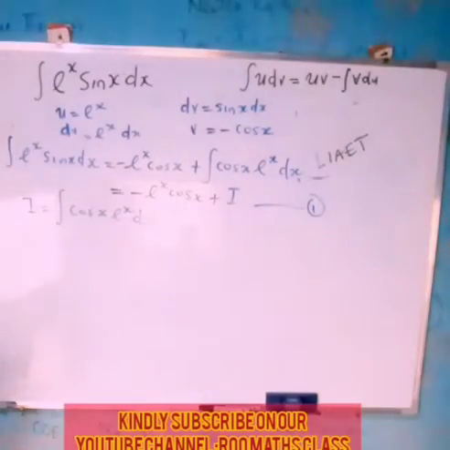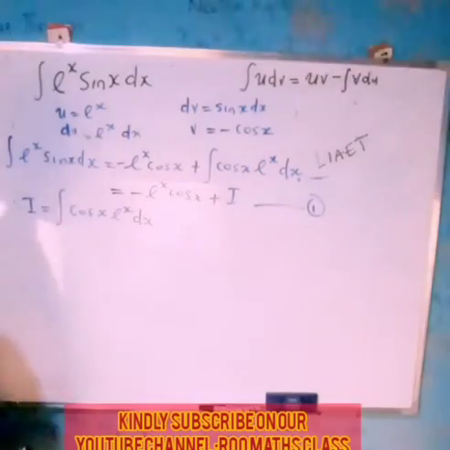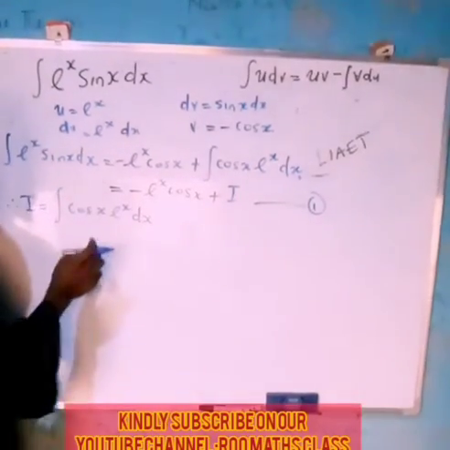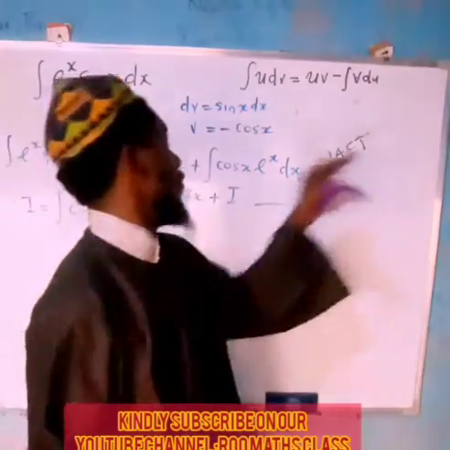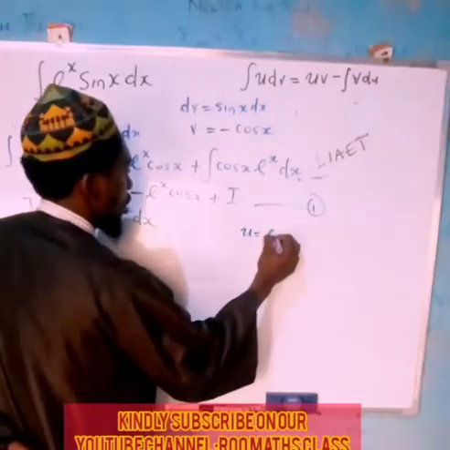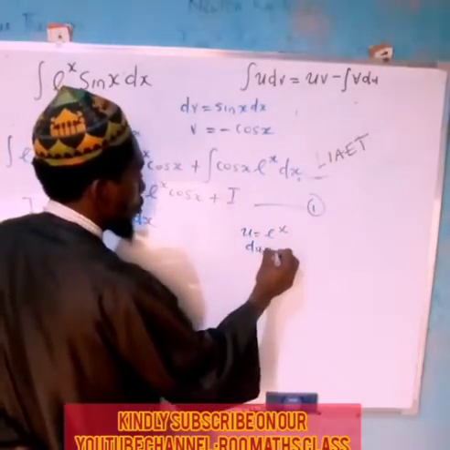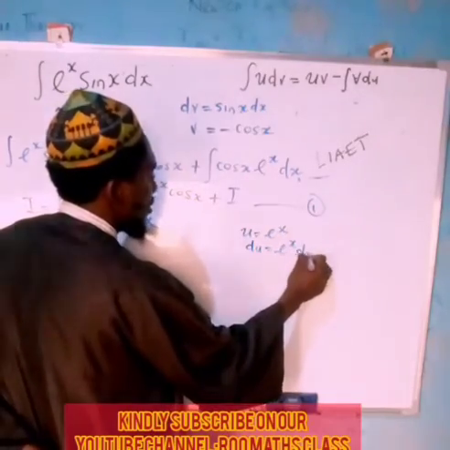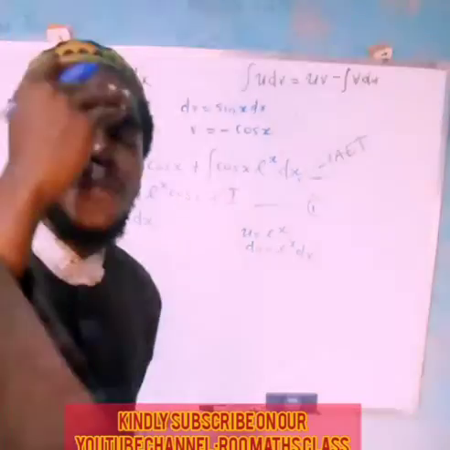Now we have to integrate by parts again. By integrating this by parts again, what are you going to have? Our u is our exponential function, because it comes before our trig function. So our u equals e^x, and our du equals e^x dx. The exponential keeps on repeating itself.